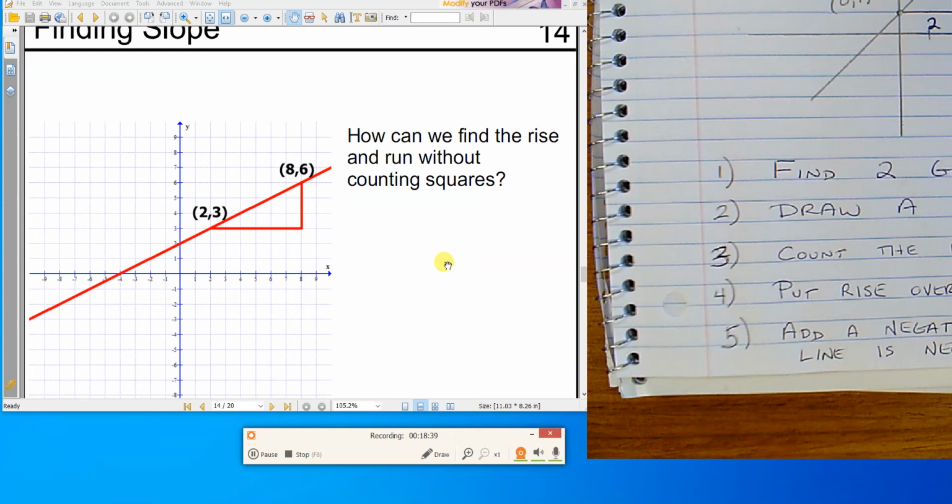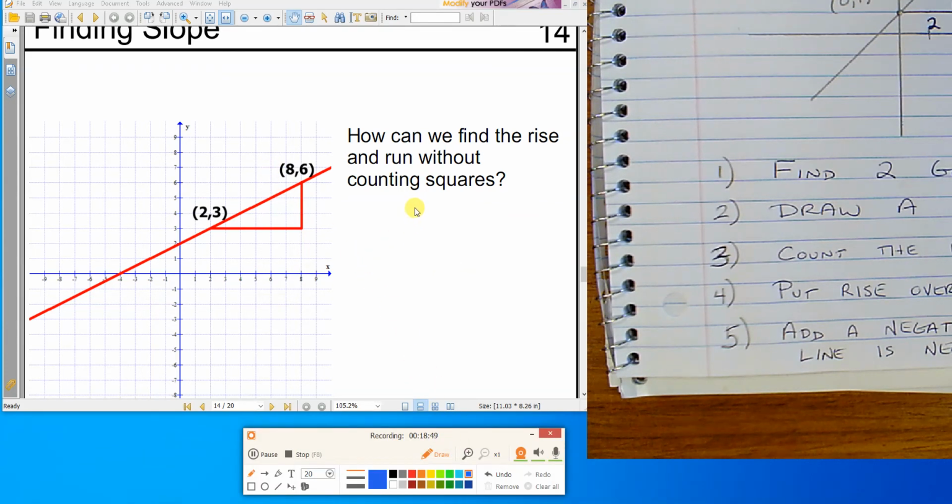Can we find the rise and run without counting squares? Well, this is the same thing we did with the Pythagorean theorem. If I want to, I can stack the points. From 8 to 2, how did it change? From 8 to 2, it went down by 6. From 6 to 3, how did it change? From 6 to 3, it went down by 3.